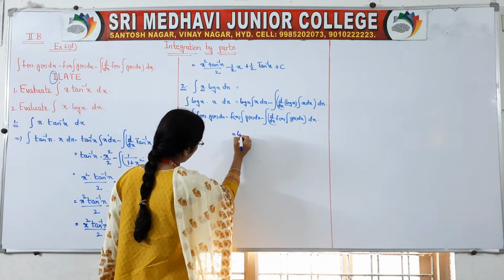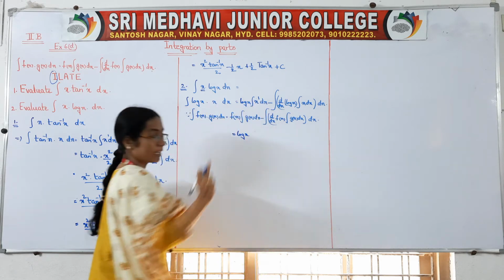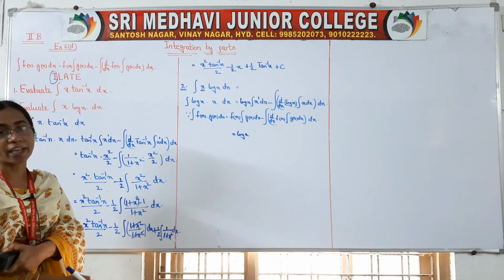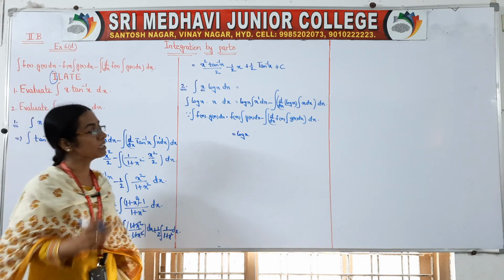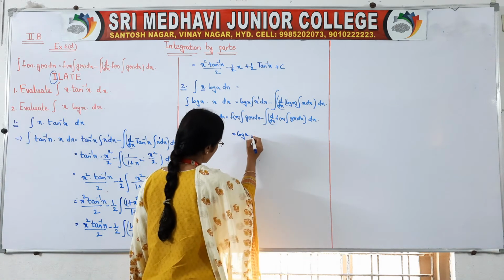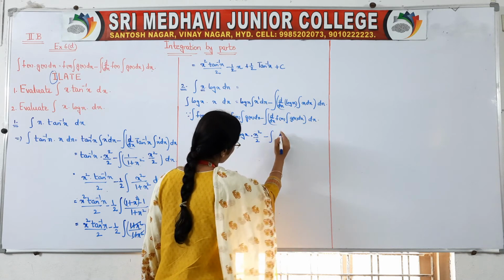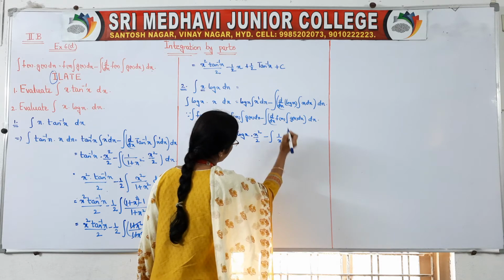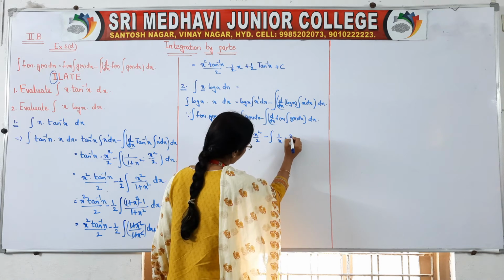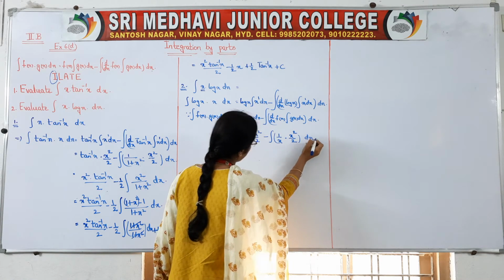So log x, this is x to the power of 1, right? Integral x to the power of 1 is of the form integral x to the power of n. Integral x to the power of n is x to the power of n plus 1 by n plus 1. So x to the power of 1 plus 1 means x square by 2, minus d by dx of log x is 1 by x, into the same thing again, integral x to the power of 1, x to the power of 1 plus 1, 2 by 1 plus 1, into dx.